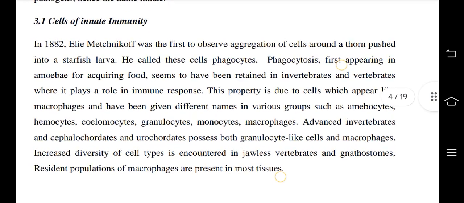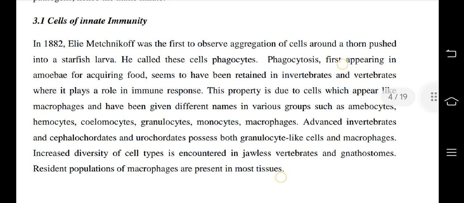In 1882, Elie Metchnikoff was the first to observe aggregation of cells around a thorn pushed into a starfish larva. He called the cells phagocytes. Phagocytosis first appeared in amoeba for acquiring food, and seems to have been retained in vertebrates and invertebrates where it may play a role in immune response.